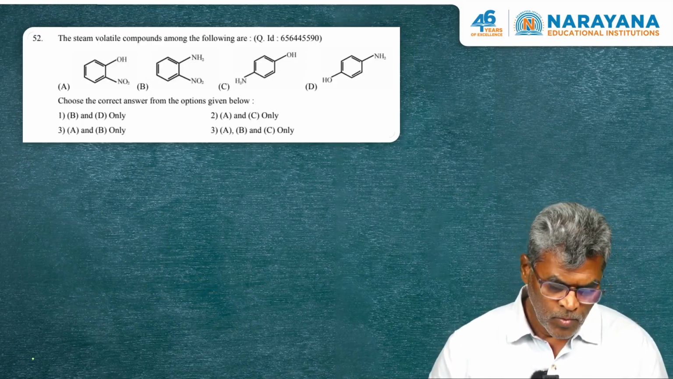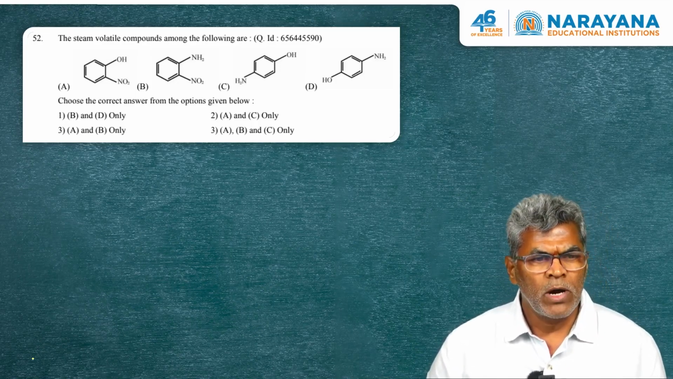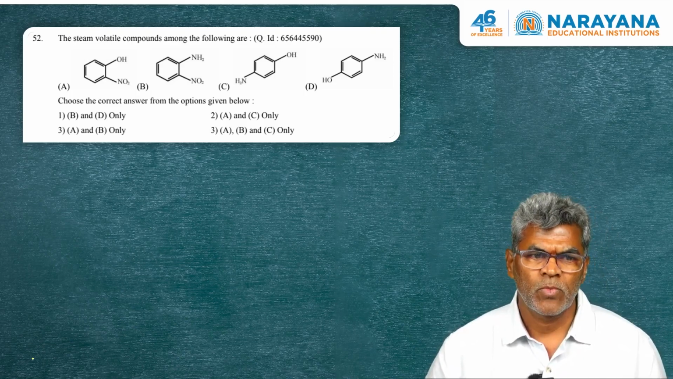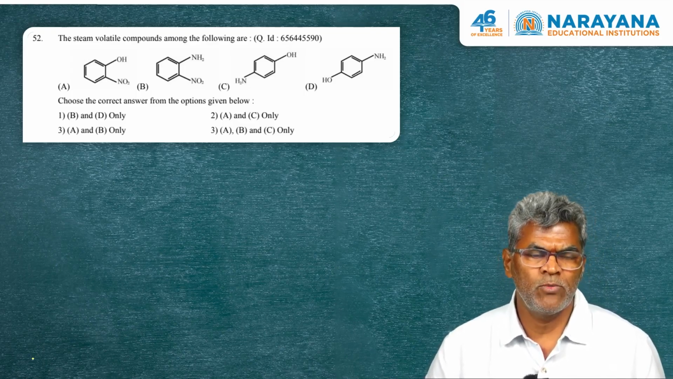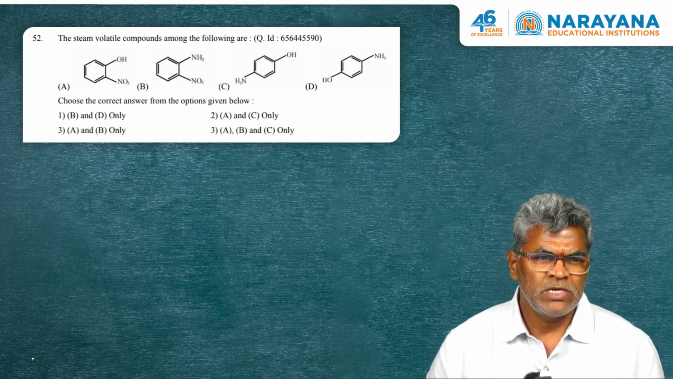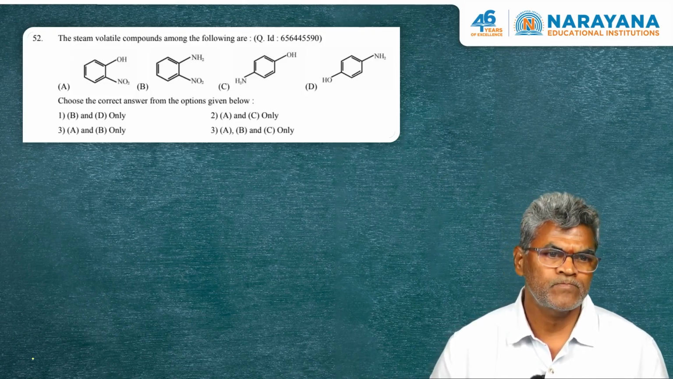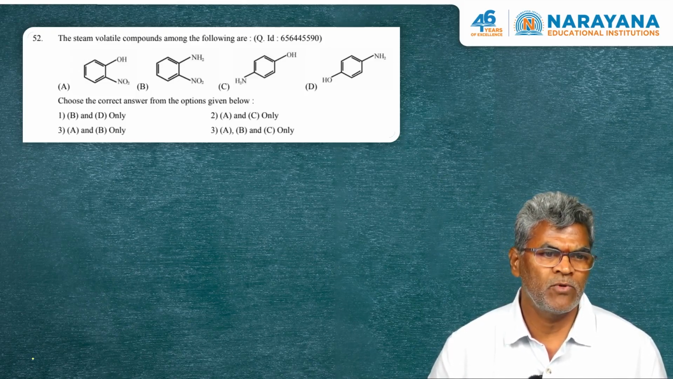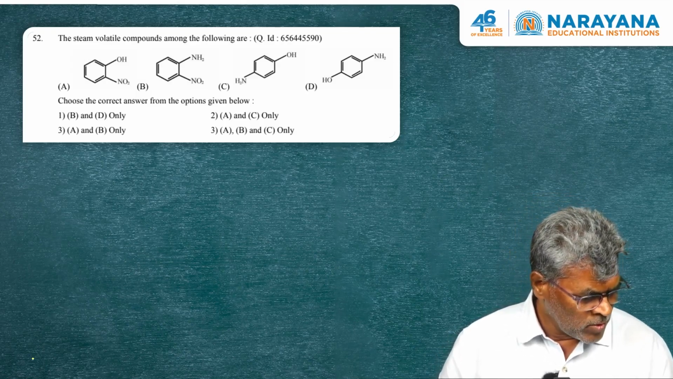52. See the 52 question. 1,2 disubstituted benzenes which are able to form intramolecular hydrogen bonding can be steam volatile substances. That is why the options will be A and B. A and B means the third option is the answer. The key is the third one, right.